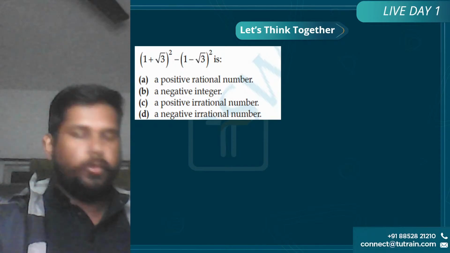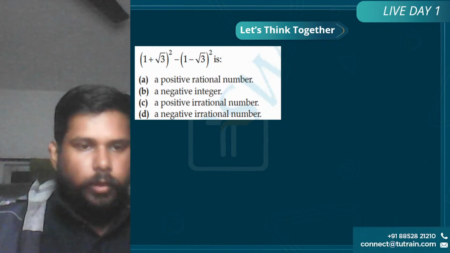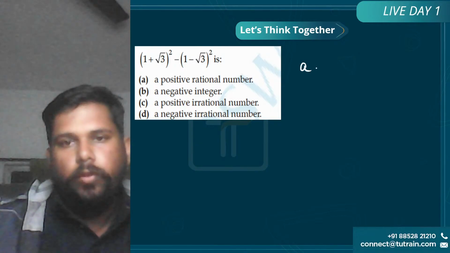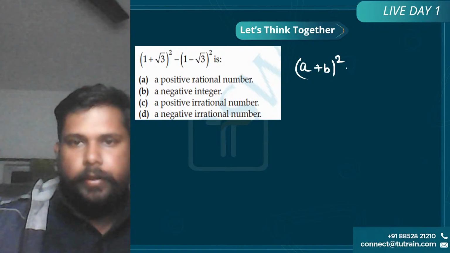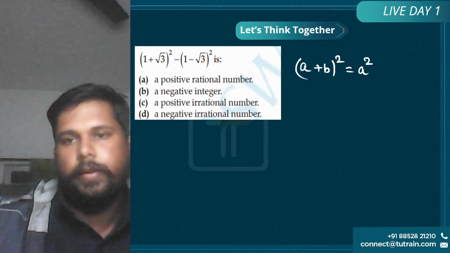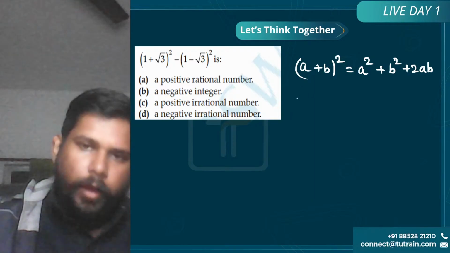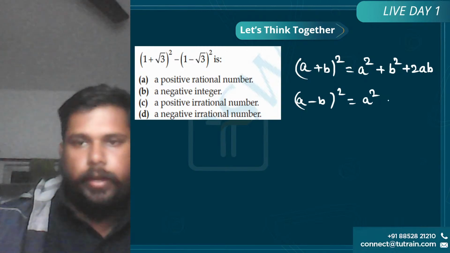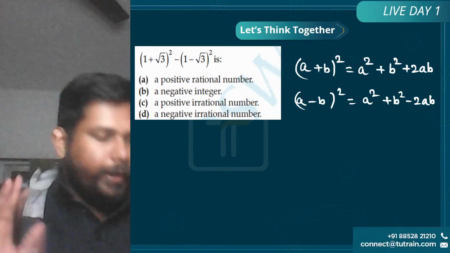Alright, let us move ahead. What should be our approach? Here we can see that it is (1 plus square root 3) square. We all know (a plus b) whole square is equal to a square plus b square plus 2ab. And (a minus b) whole square is equal to a square plus b square minus 2ab. If you know these two identities, you will easily solve this question.